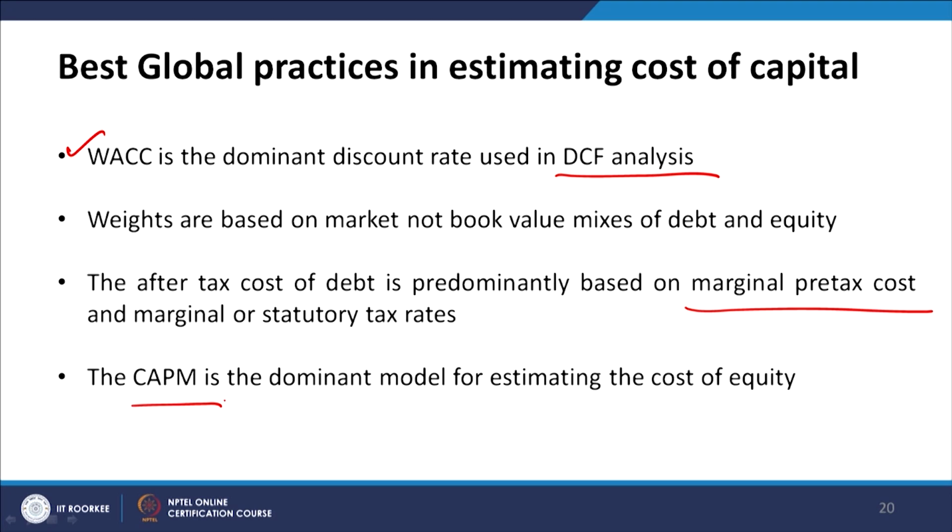And the fourth important point is that CAPM is the dominant model for estimating the cost of equity. It is a worldwide practice that cost of equity is largely determined on the basis of CAPM. There are other techniques also, such as the book building technique, for determining the cost of equity, but in the practical sense the most objective method is the capital asset pricing model, and any cost of equity determined with the help of CAPM will be considered a reliable cost of equity. So, these are some of the best global practices used in estimating the cost of capital, or in a way, the weighted average cost of capital.